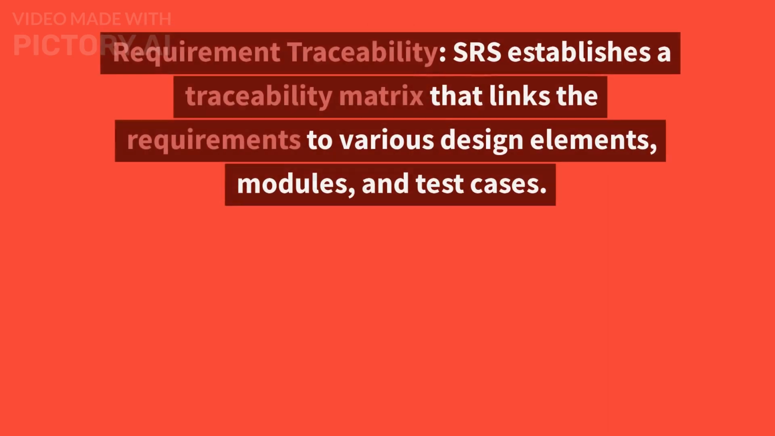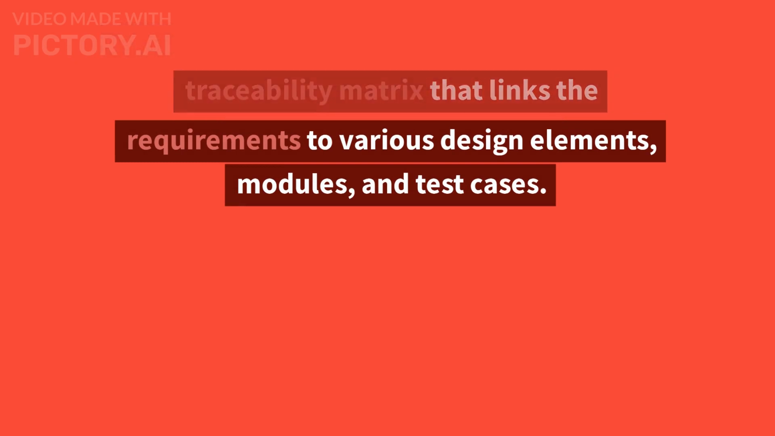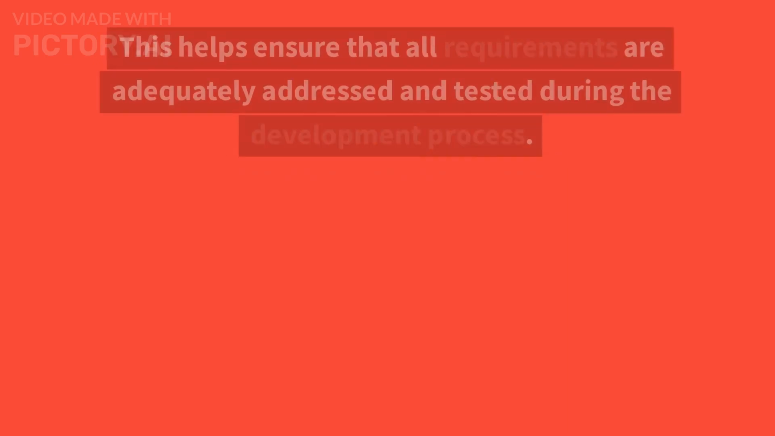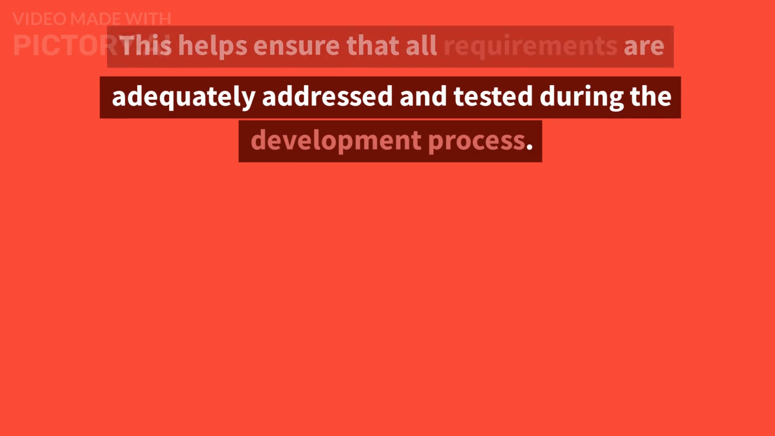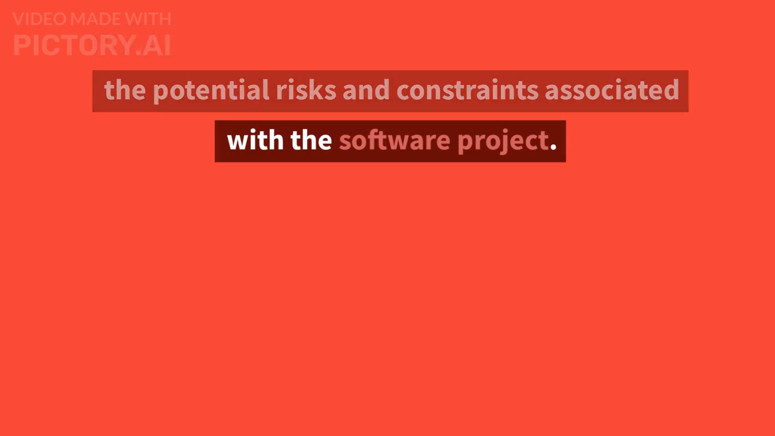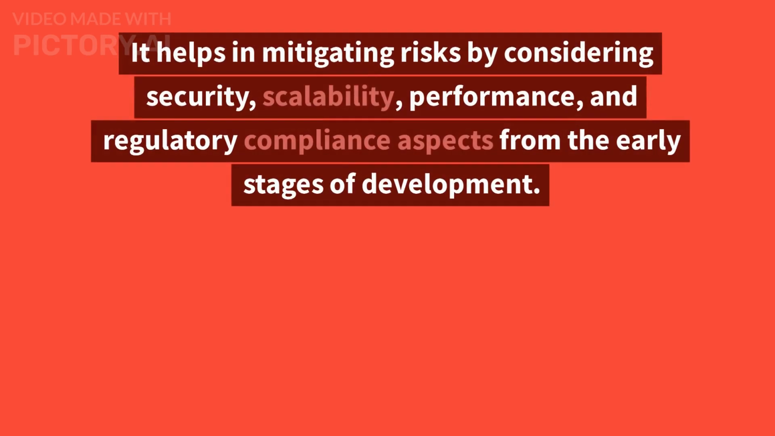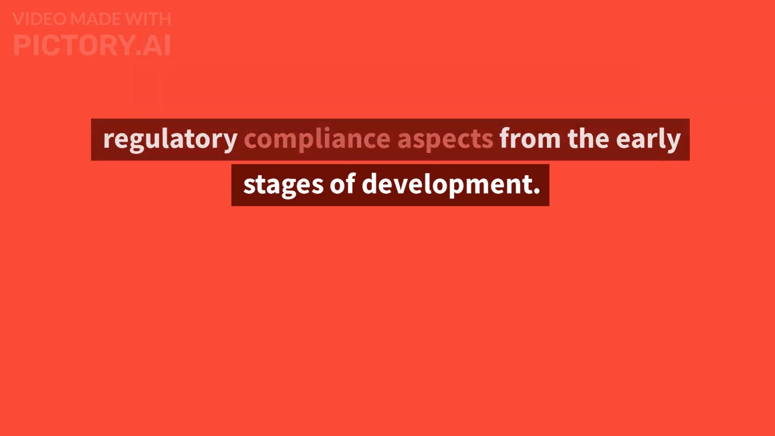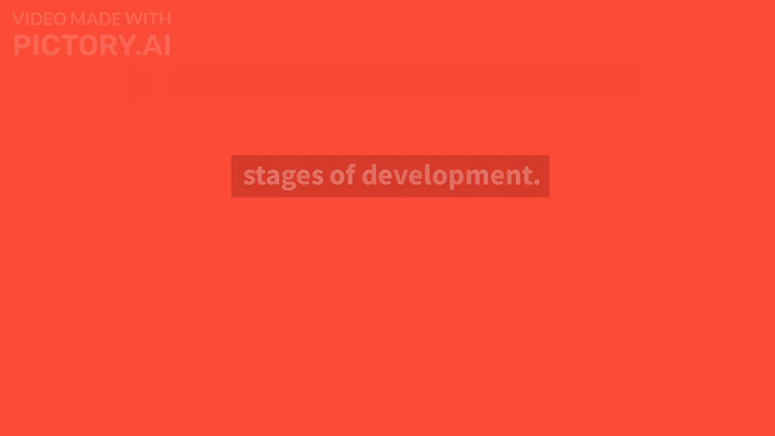3. Requirement traceability. SRS establishes a traceability matrix that links the requirements to various design elements, modules, and test cases. This helps ensure that all requirements are adequately addressed and tested during the development process. 4. Risk management. SRS identifies and defines the potential risks and constraints associated with the software project. It helps in mitigating risks by considering security, scalability, performance, and regulatory compliance aspects from the early stages of development.